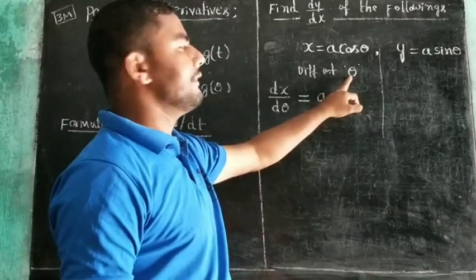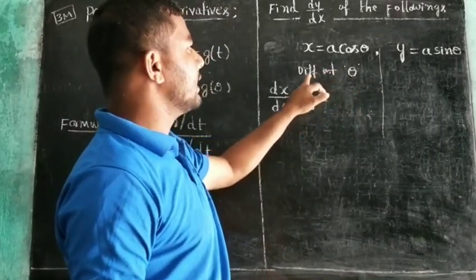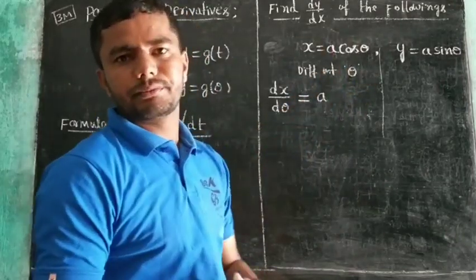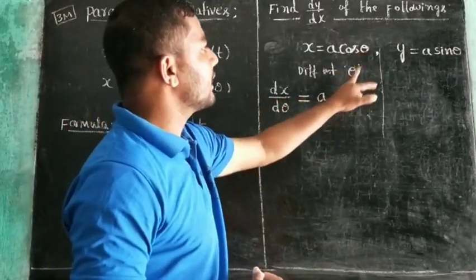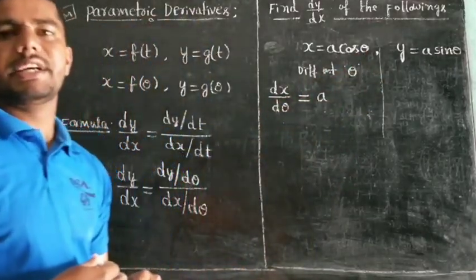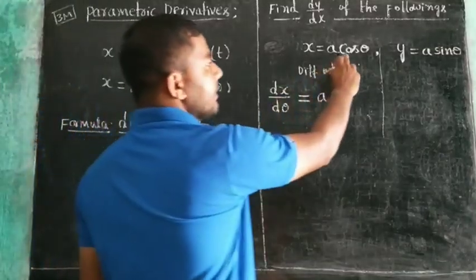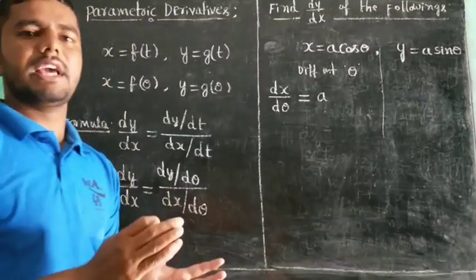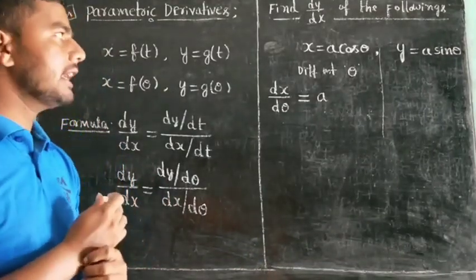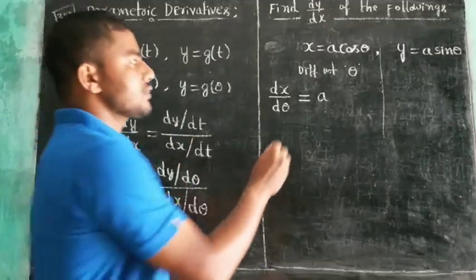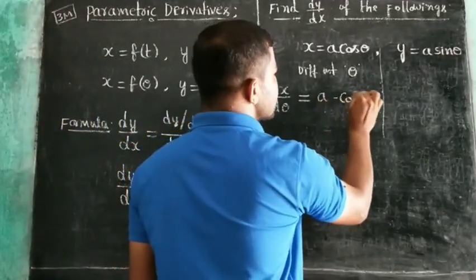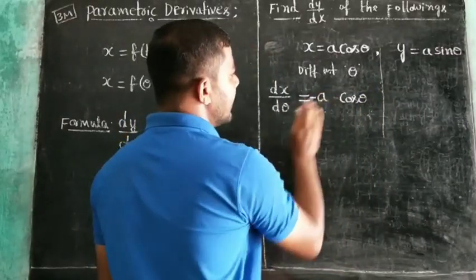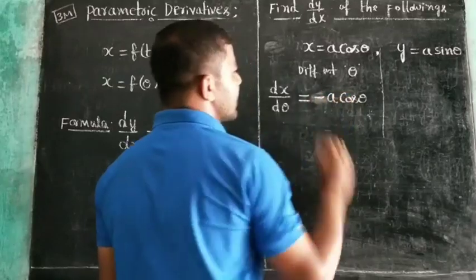If we differentiate with respect to x, then we apply the chain rule. Here both are theta, so differentiate directly. What is the derivative of cos theta with respect to theta? The derivative of cos x with respect to x is minus sin x. Similarly, the derivative of cos theta with respect to theta is minus sin theta. Simply that minus is right at the start, so it is minus a sin theta.